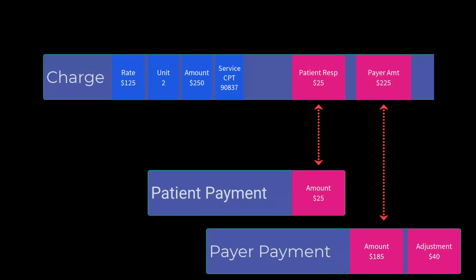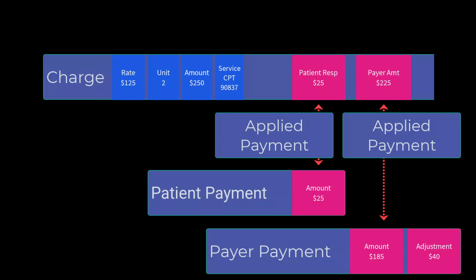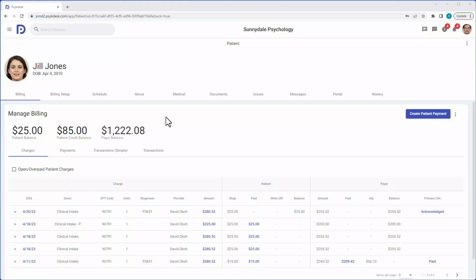The balances on the Manage Billing section on the patient's chart are all about how payments are allocated to charges. Psykdesk records an allocation of a payment to a charge as an applied payment. We'll see how this works in detail in a bit. So let's take a look at the Manage Billing section of the patient's chart.